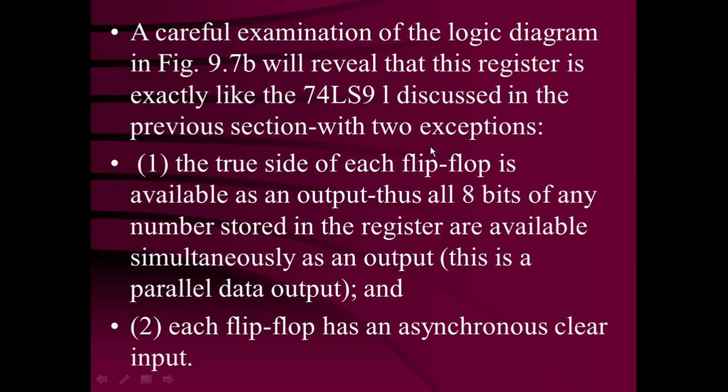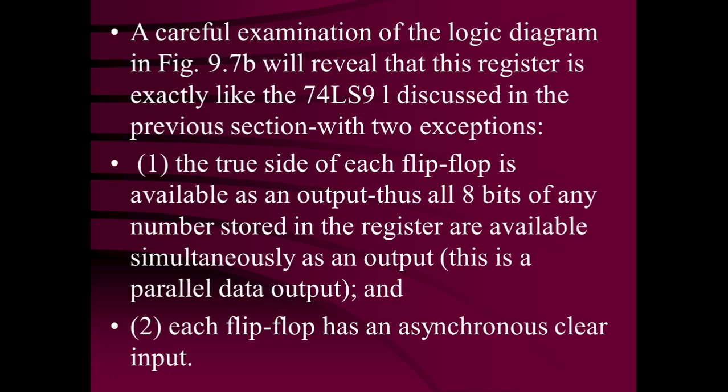The two exceptions are these. The first, the true side of each flip-flop is available as an output. Thus, all 8 bits of any number stored in the register are available simultaneously as an output. This is parallel data output. And the second thing, each flip-flop has an asynchronous clear input.